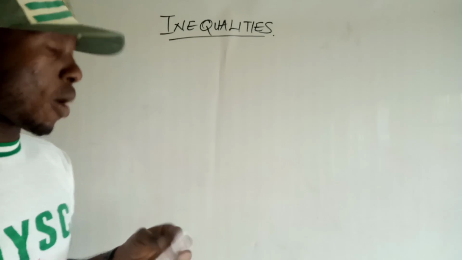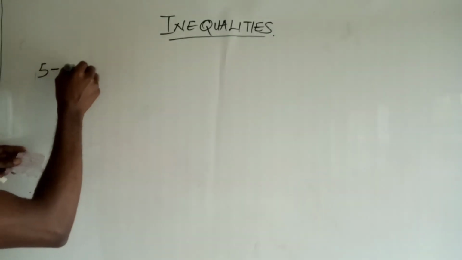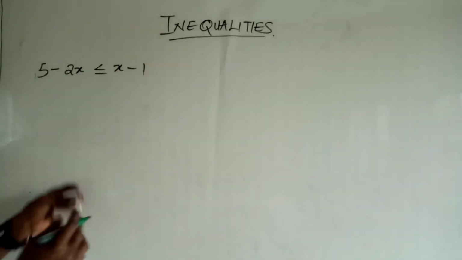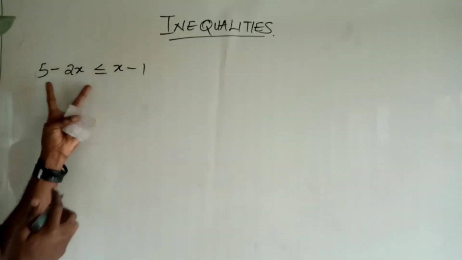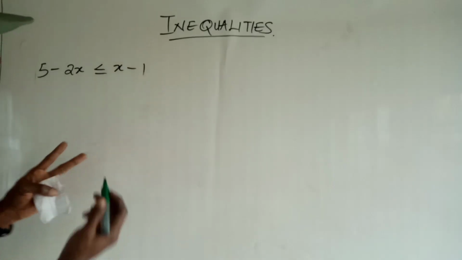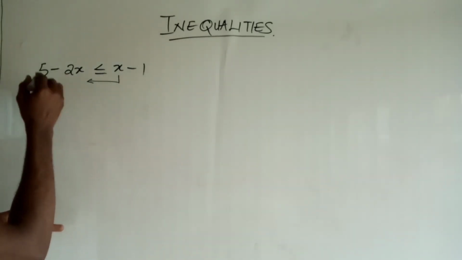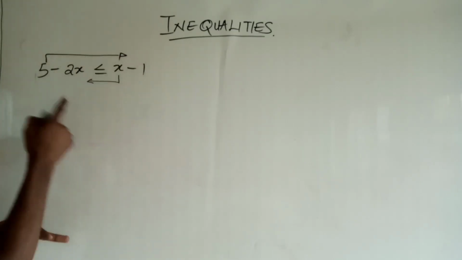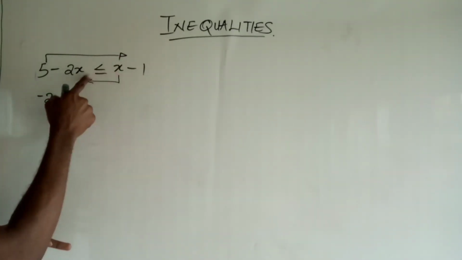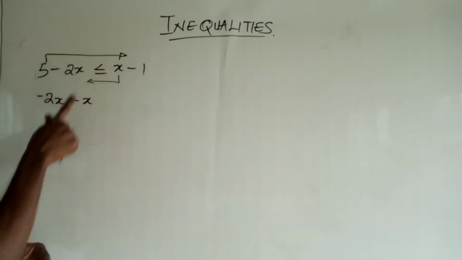Question number 1 is 5 minus 2x is less than or equal to x minus 1. In this inequality, we want to find the value of x. The first thing we want to do is to collect like terms. So I want to take this guy to this side of the inequality, and I will also take this guy to this side. So I have here minus 2x. Now this guy coming over here becomes minus x because it's positive here. So when it comes over here, it becomes negative.